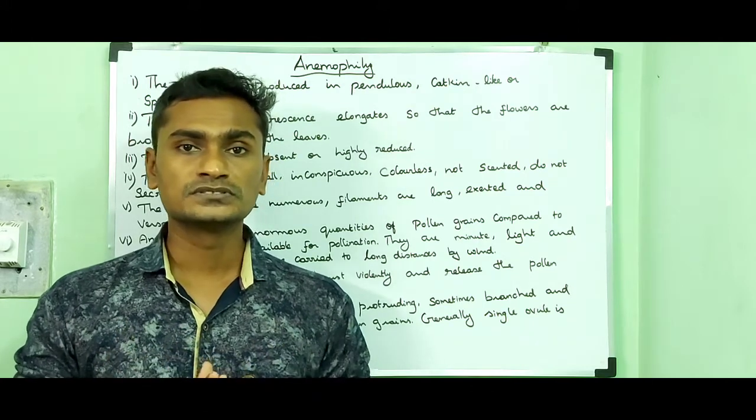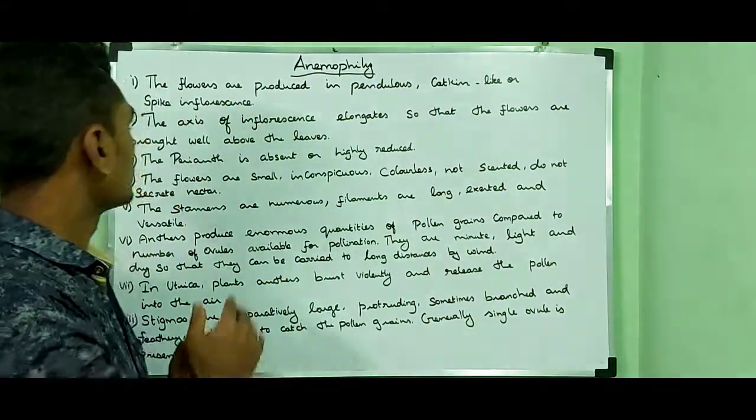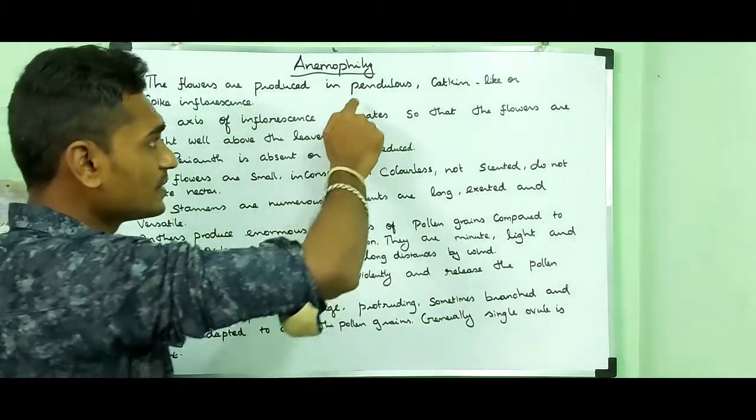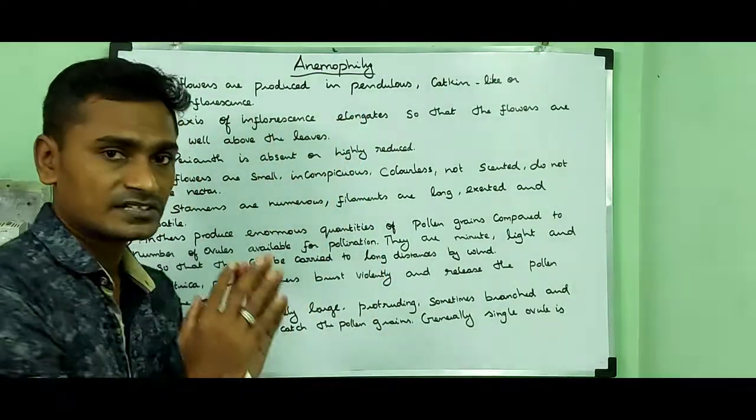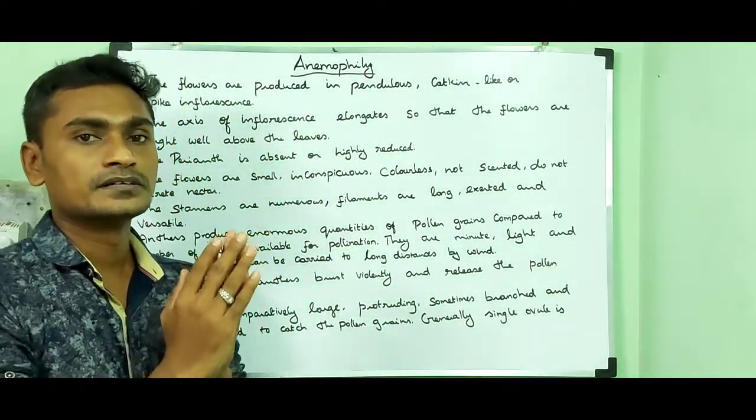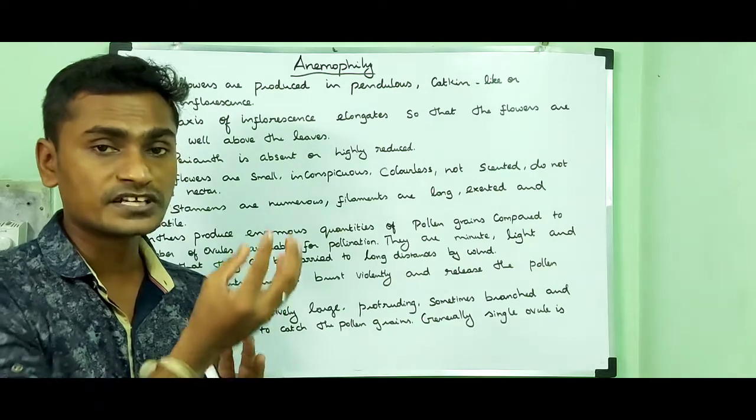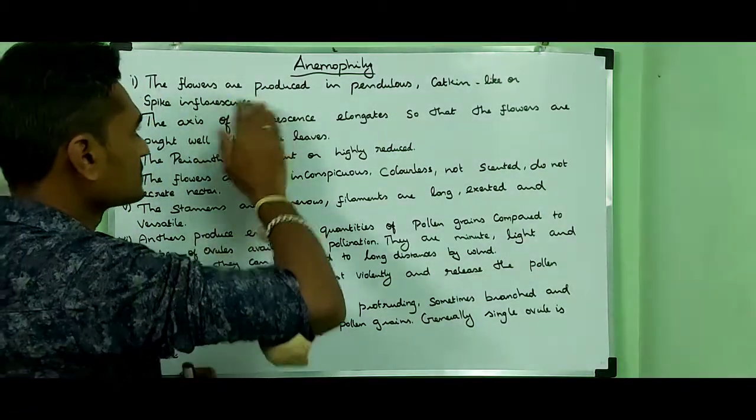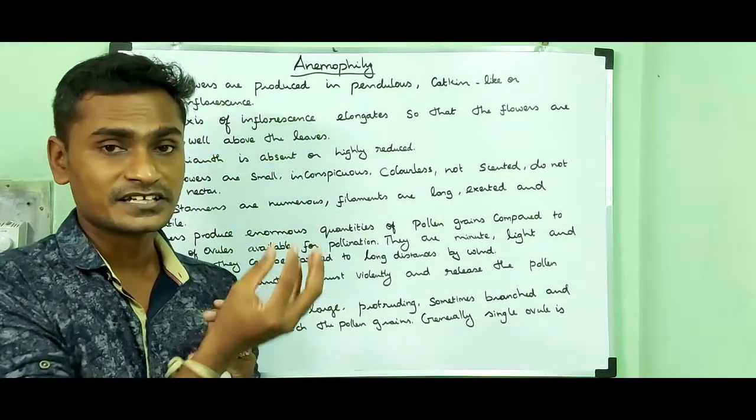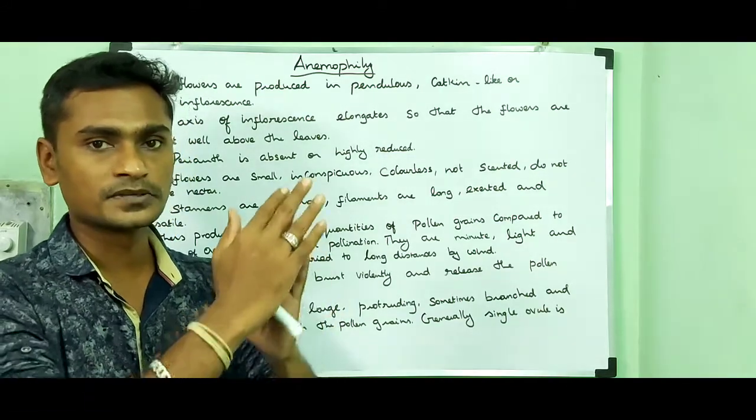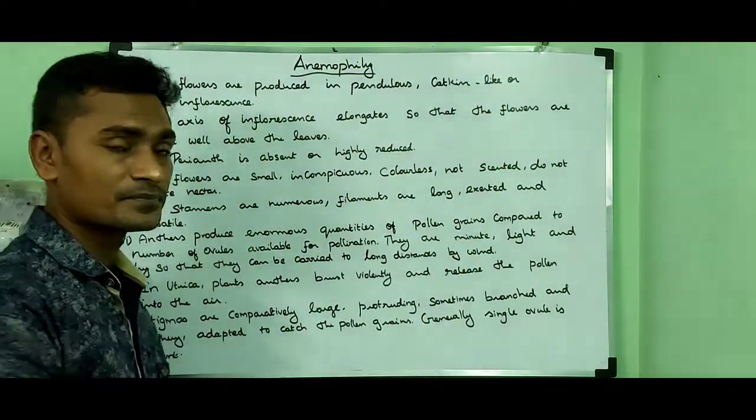So let us talk about the characteristic features of anemophilous flowers. The first point, the flowers produce pendulous catkin-like or spike inflorescence. What is called pendulous? The flower can emerge and droop downwards. They grow downwards, they droop downwards. Anemophilous flowers are pendulous. They grow downwards, drooping downwards, hanging down. Catkin-like or spike inflorescence.